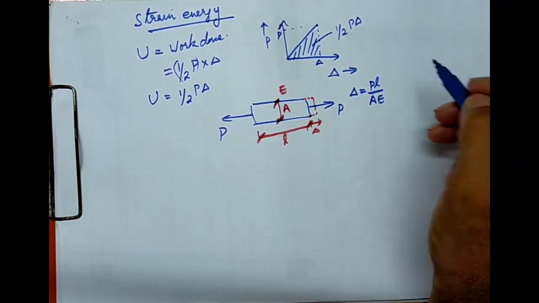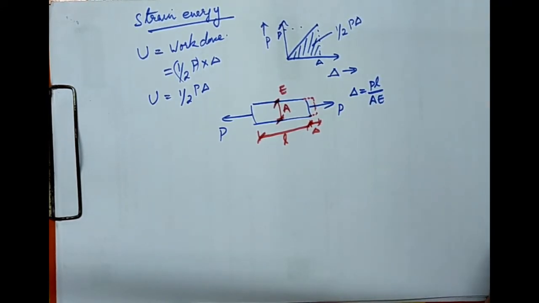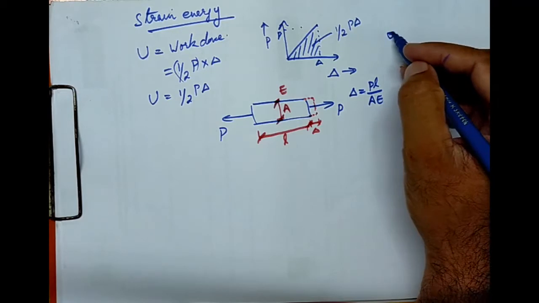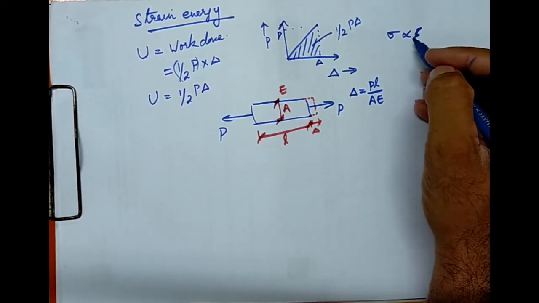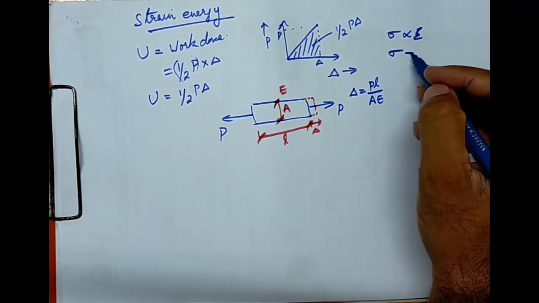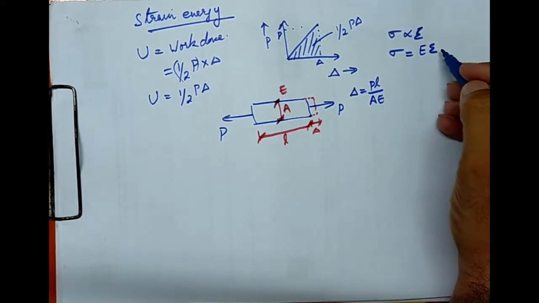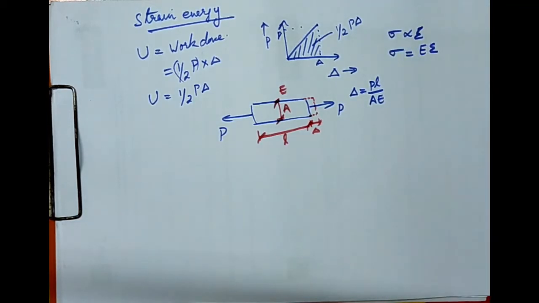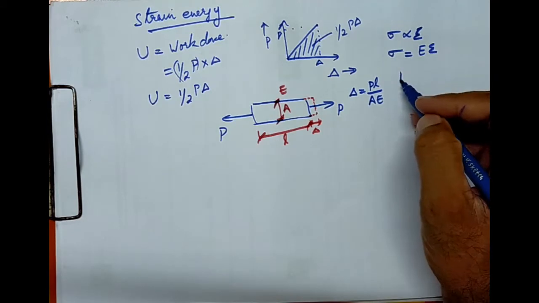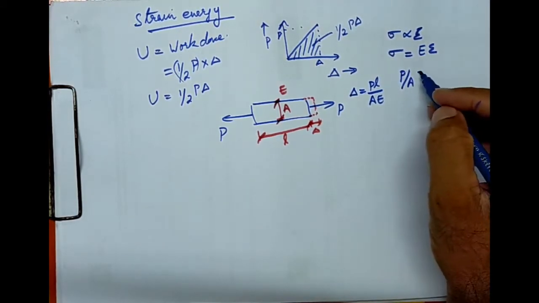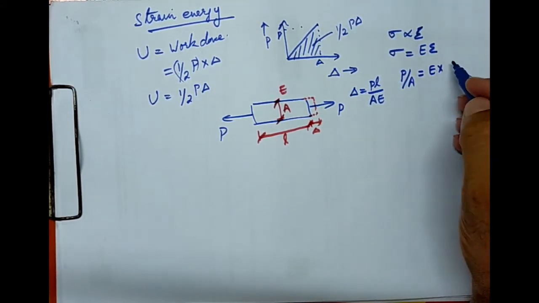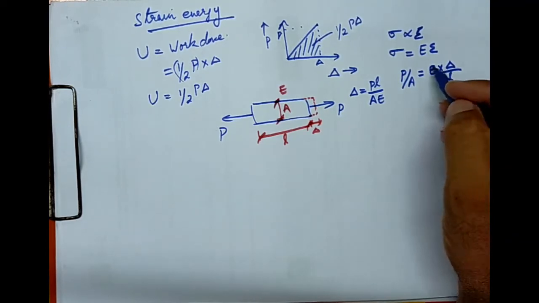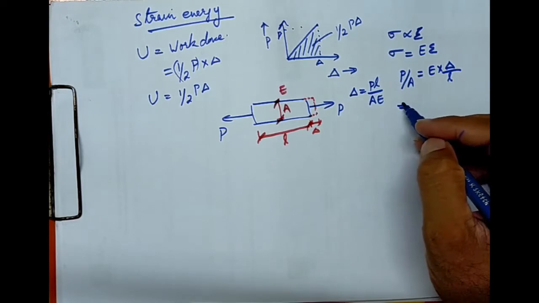In this expression, you can see that we have the basic Hooke's law. Hooke's law states that stress is proportional to strain, or stress equals Young's modulus times strain, right? Stress is basically force by area, and strain is change in length by original length. So when you reform this equation, what will you get?